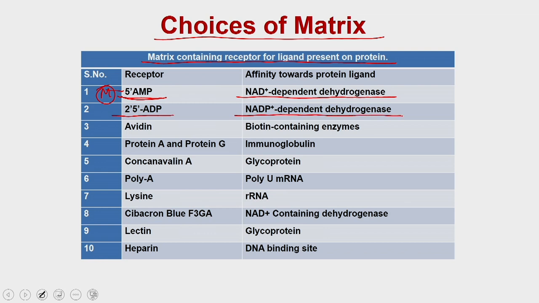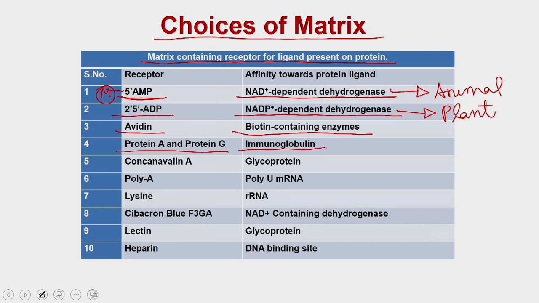Remember that the NAD plus dependent dehydrogenases are mostly present in animals, whereas the NADP plus dependent dehydrogenases are mostly present in plants. Then you have avidin. Avidin has an affinity for biotin. Then we have protein A and protein G, which have affinity for IgG. Then we have concanavalin A, which has an affinity for glycoproteins. Then we have poly A. Poly A has affinity for poly U.